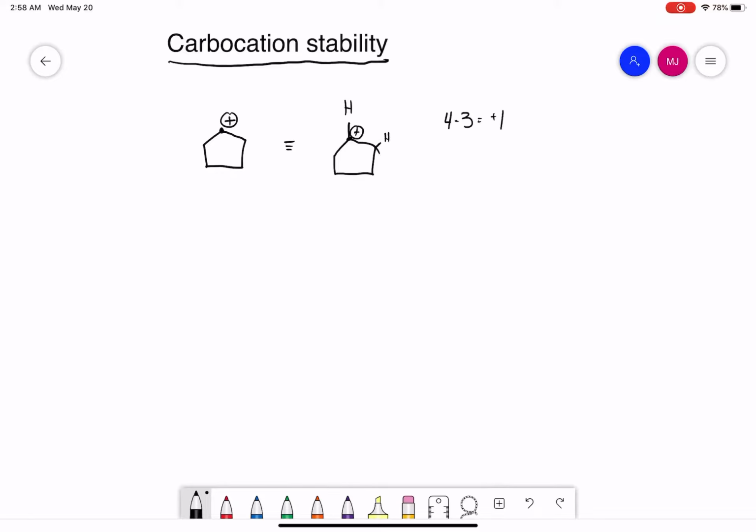All of the other carbons don't have charges. They have full octets and are all making 4 bonds. So we have to make sure we're aware: we don't have to explicitly draw the hydrogens. If I put a plus near a carbon, we really have to recognize that that carbocation is only forming 3 bonds. So what we want to remember about carbocation stability is that a tertiary carbocation is more stable than a secondary carbocation, which is more stable than a primary carbocation.